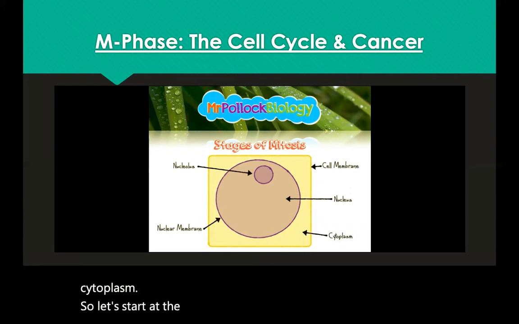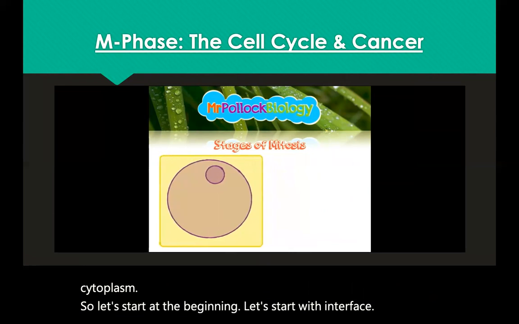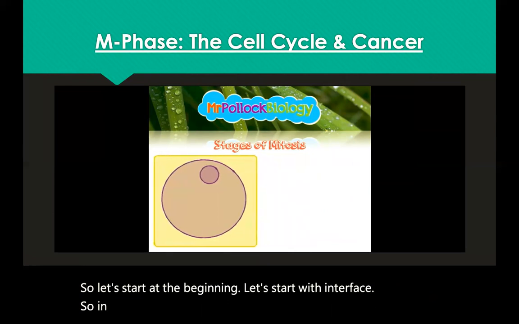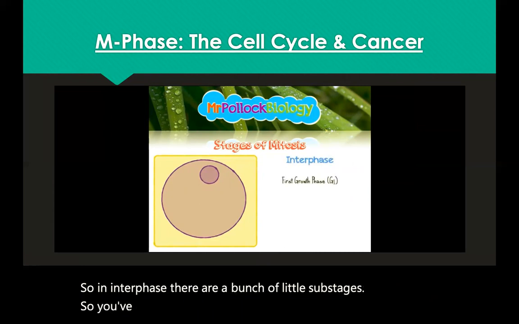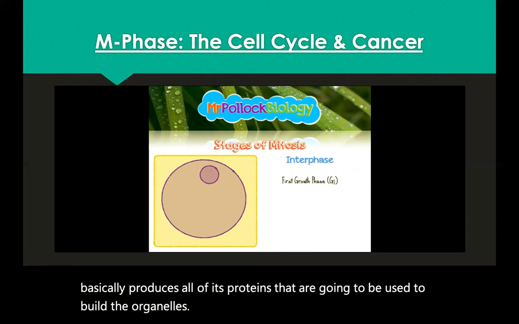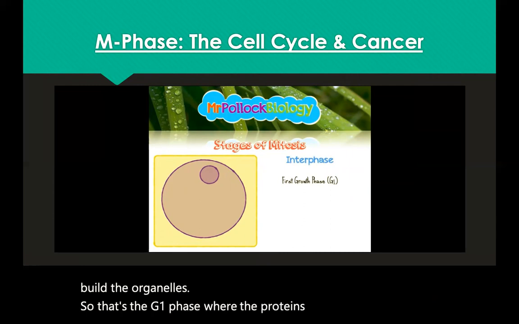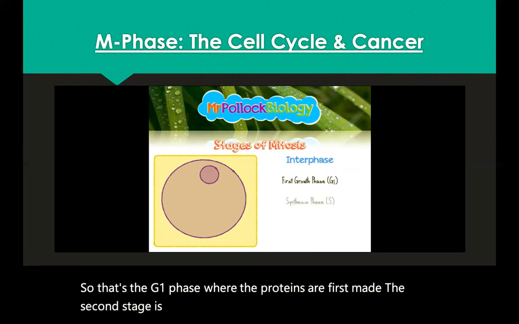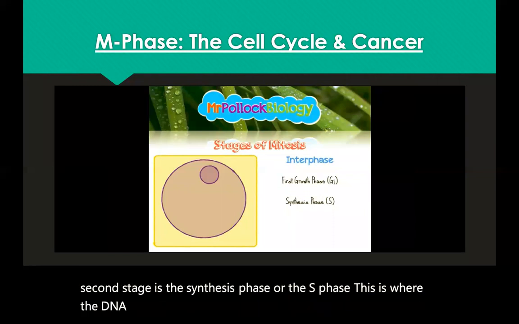Let's start with interphase. So in interphase, there are a bunch of little substages. So you've got the first growth phase, and this is where the cell basically produces all of its proteins that are going to be used to build the organelles. So that's the G1 phase, where the proteins are first made. The second stage is the synthesis phase, or the S phase. This is where the DNA is replicated.